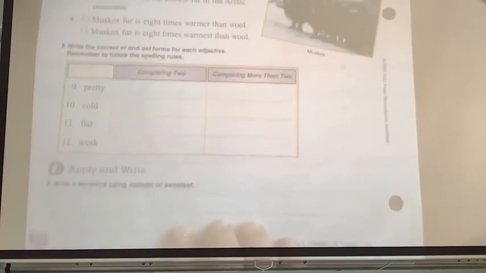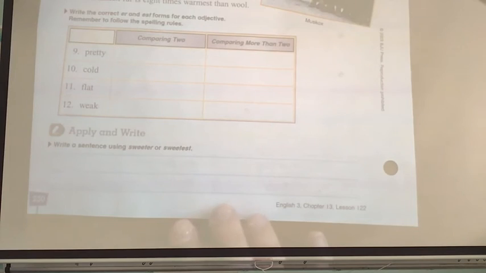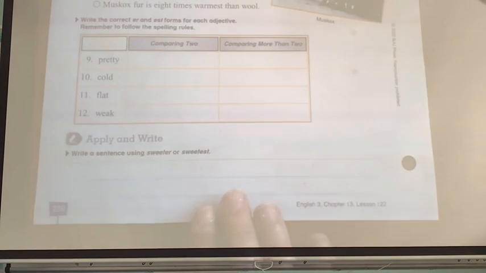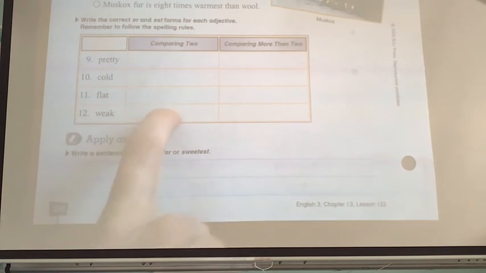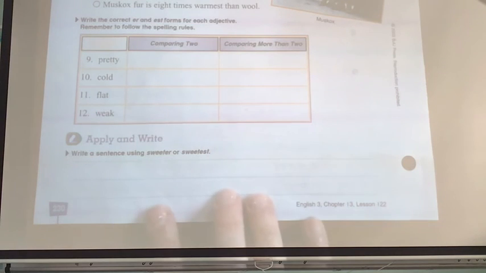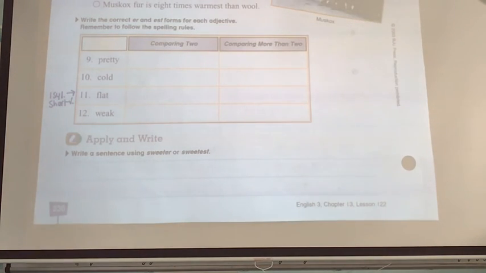The last part is following the spelling patterns. I want you to try your best on this one. Don't stress over it. Don't be afraid to flip back to the front, and I will tell you that this one is your one syllable short vowel. That's this one right here. Alrighty? And I do want you to do apply and write. Give me a sentence using sweeter or sweetest. Good luck.